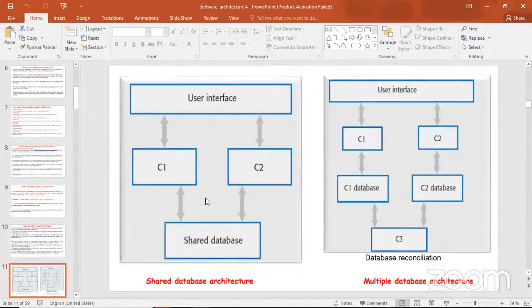Now, this is the diagram. You have the user interface, you have C1, C2, sharing a database, having individual databases for C1 and C2, right?